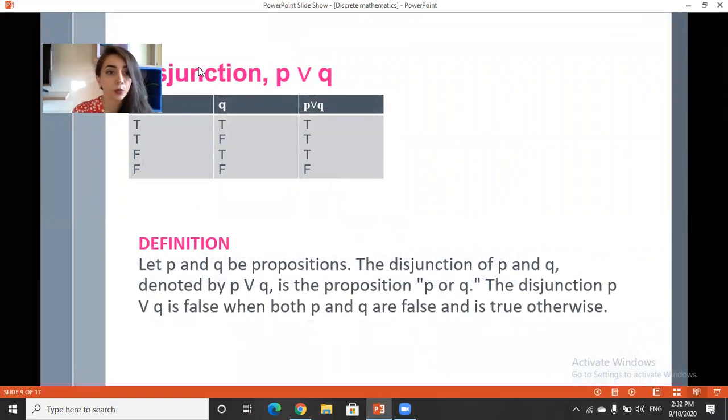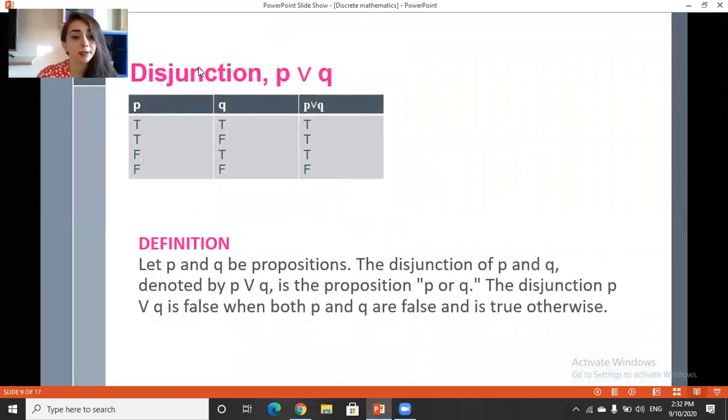Disjunction. What is disjunction? Let's read the definition. Let P and Q be propositions. The disjunction of P and Q, denoted by this sign, this is the sign of disjunction, is the proposition P or Q. In conjunction, we say P and Q. In disjunction, we say P or Q. And the disjunction P or Q is false when both P and Q are false, and it's true otherwise.